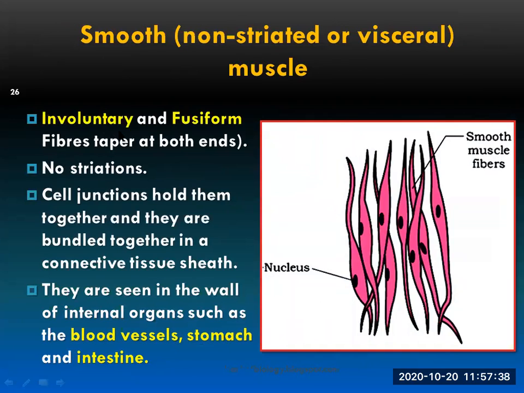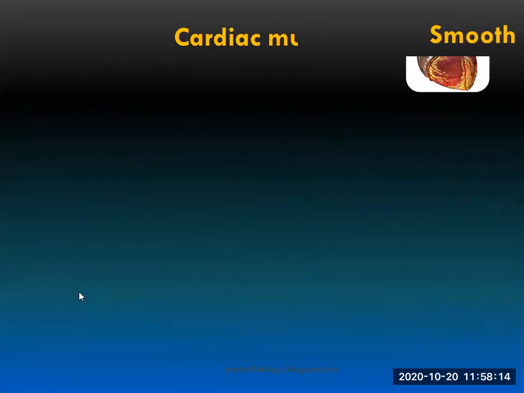Then smooth muscle, involuntary, with fusiform fibers that taper at both ends and no striations at all. The cell junctions hold them together and they are bundled together in a connective tissue sheath. They are seen in the walls of internal organs such as blood vessels, stomach, and intestine. Hence, we call them visceral muscles, isn't it?